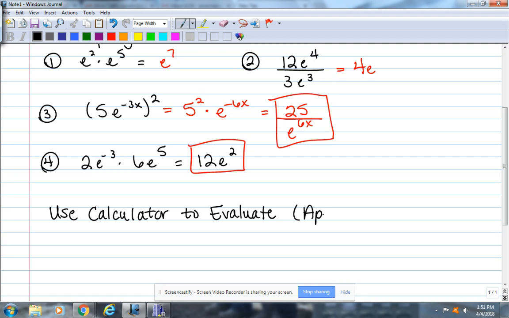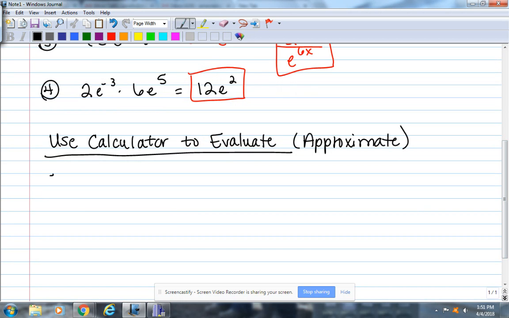So these are going to be approximate answers. Approximate means rounded. Okay? So what I want you to do is give me 4 decimal places. We're going to practice with our calculators. And the first one we're going to do is e to the 4th power.